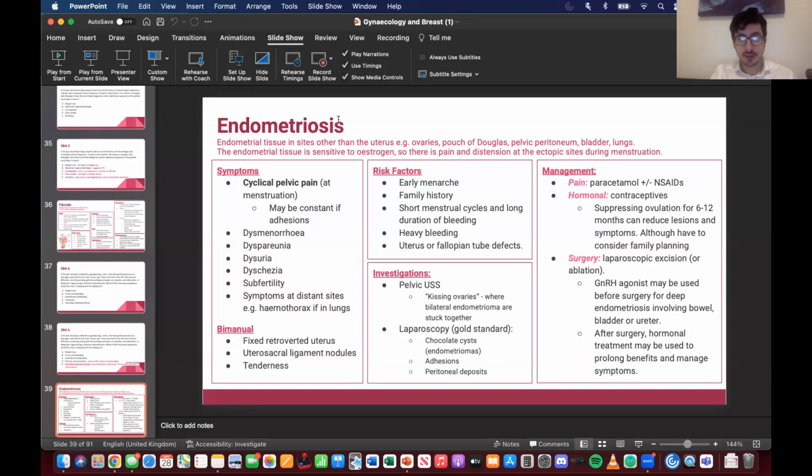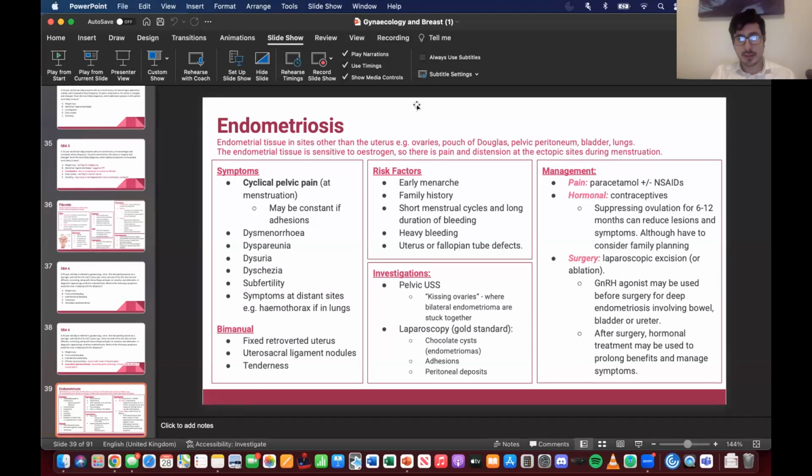What symptoms do you get? The most common symptom for endometriosis is cyclical pelvic pain. And as we discussed, this is at menstruation. But if adhesions have developed because of this ectopic tissue, the pain might actually be constant. Other symptoms include painful periods, and we talked about pain on sexual intercourse, pain in urinating, and pain when passing stool, and this is because of the ectopic sites that the endometrial tissue has reached. In a bimanual examination, you might find a fixed retroverted uterus, and this can be caused by the adhesions that develop that prevent the mobility of the uterus.